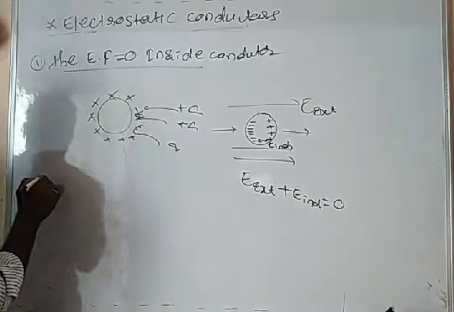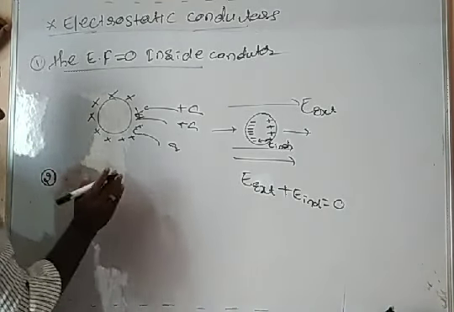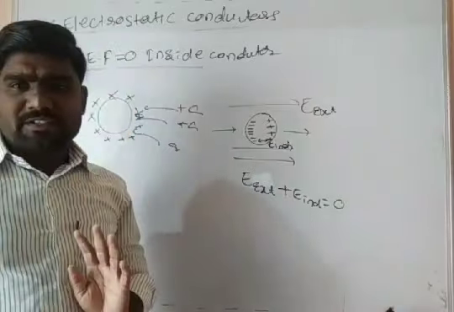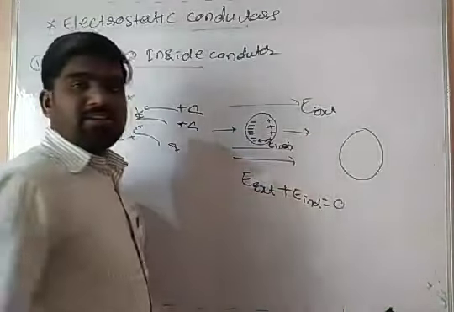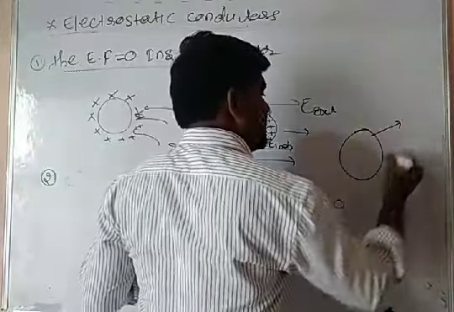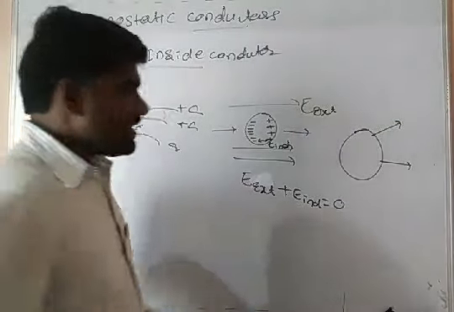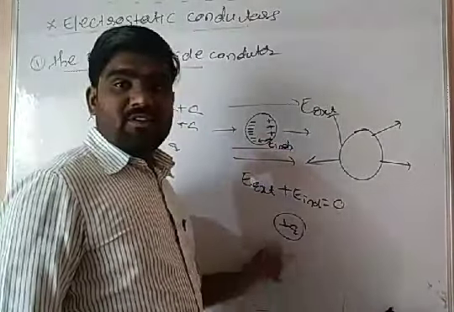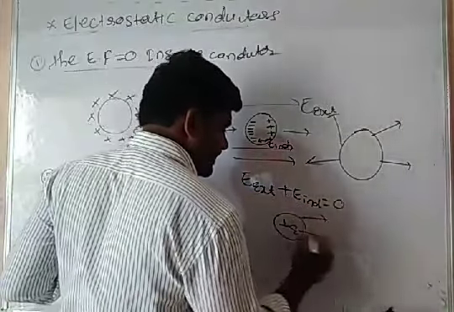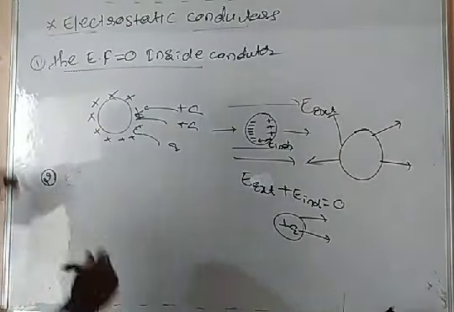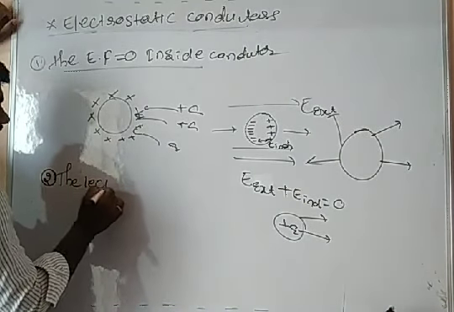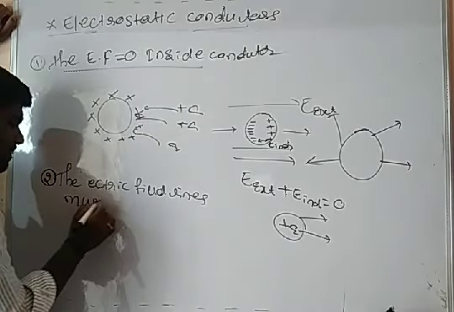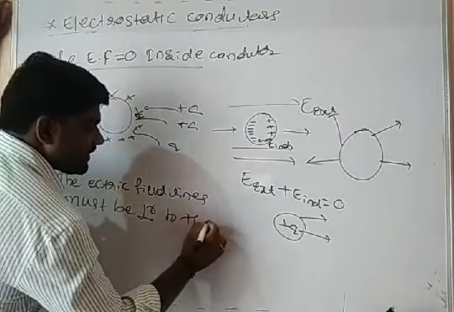Then what is the second property? If it is a conductor, the electric field lines are always normal to the surface. See here, I am taking a conductor. The electric field lines are always perpendicular to the surface. Just by assumption, I take a positive charge. Positive charge means the electric field lines are always outward, and these are always perpendicular to the surface. So the second one: the electric field lines must be perpendicular to the surface.